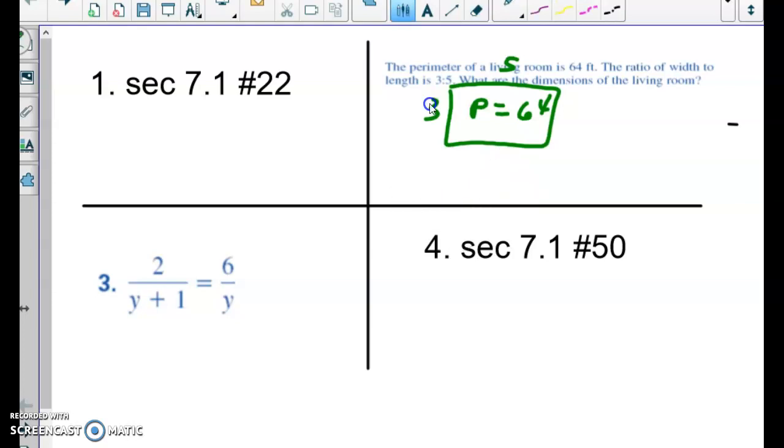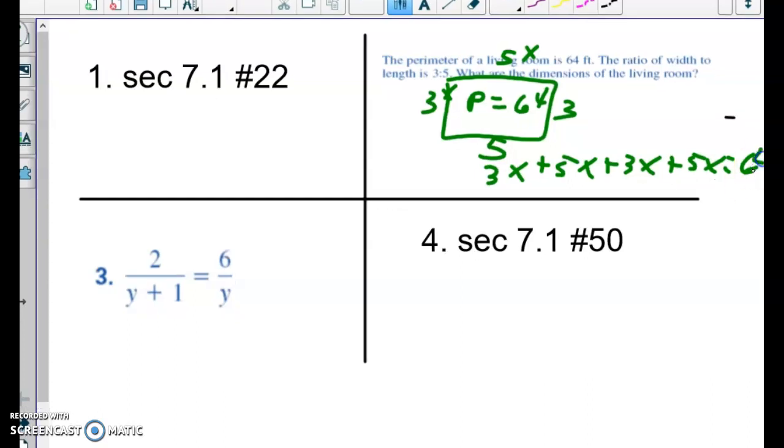So I'm going to say that I know that 3x plus 5x plus 3x plus 5x, because if you're finding the perimeter, you need all of the sides, at some point is going to be equal to 64. So I'm going to add that together and get 16x equals 64, x must be 4. So I know that my living room is going to be 3 times x is 12 feet, by 20 feet.